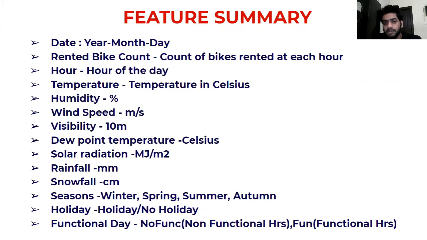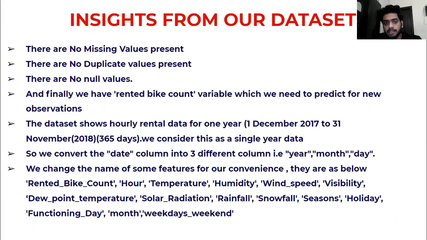And this is the brief summary of our features. Next is our insight. The first insight about our data set is that there are no missing values, duplicate values or null values present. And finally, we have a target variable, that is the rented bike count variable, which we need to predict for new observations. The dataset shows hourly rental data for 1 year, that is 1st December 2017 to 31st November 2018, which is the whole 365 days. And we consider this a single year of data.